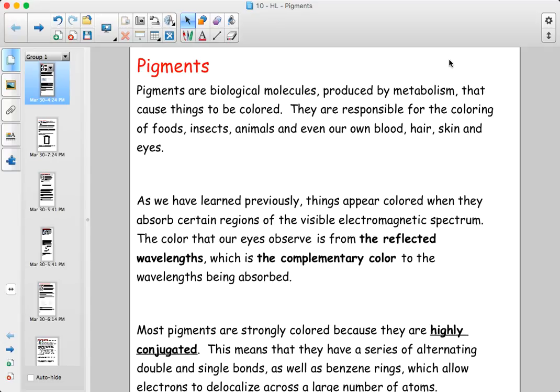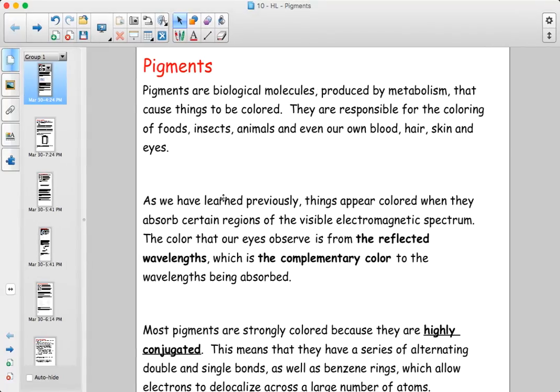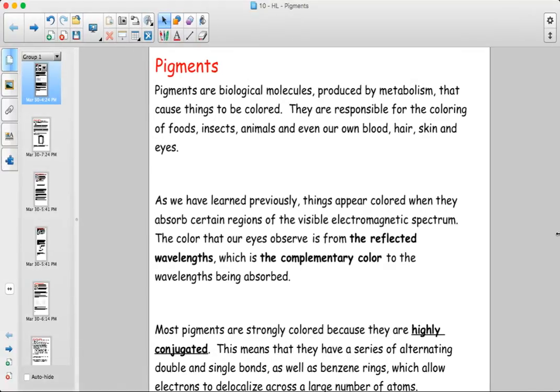Pigments. Pigments is an HL topic for the biochemistry option, and it's a little bit of a varied group. There's going to be really three different categories of pigments that you have to look at. Pigments are molecules that cause things to be colored inside of plants or animals.